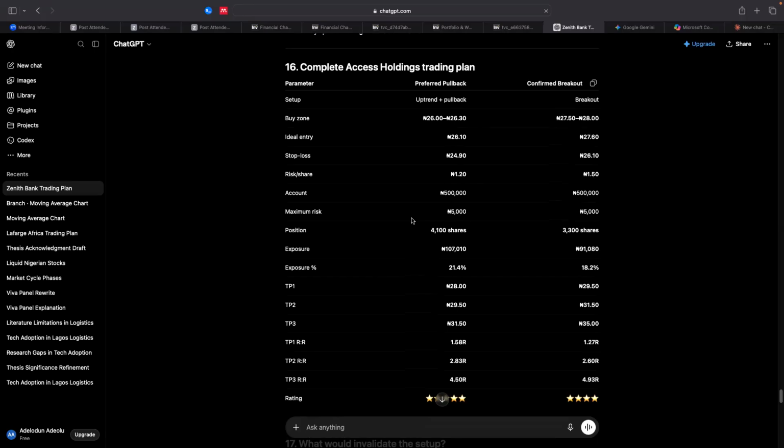So what's the maximum risk that Gemini is saying you can risk on your portfolio? Maximum capital risk, it put at 2%, which is 10,000. It says 2% of 500,000 total capital. ChatGPT is using 1%, 5,000 there.